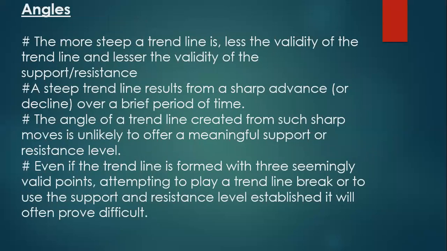Angles. The more steep a trend line is, less the validity of the trend line and lesser the validity of the support or the resistance. A steep trend line results from a sharp advance or decline over a brief period of time. The angle of a trend line created from some sharp move is unlikely to offer a meaningful support or resistance level. Even if the trend line is formed with three seemingly valid points, attempting to play a trend line break or to use the support or resistance level established will often prove difficult.